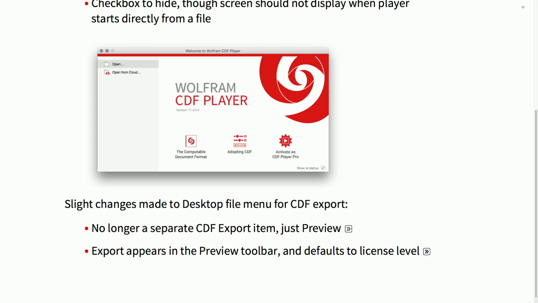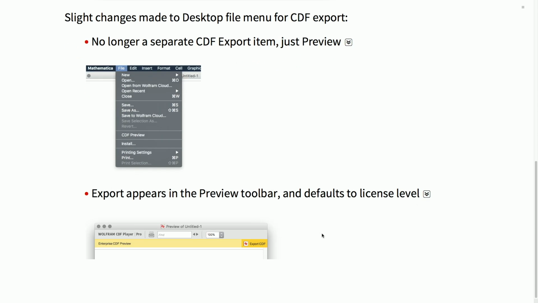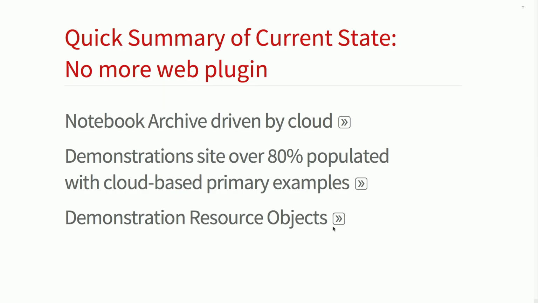The file menus in our desktop products were also modified, and there's more modification coming with version 12. But we had simplified things to a CDF preview menu item, and from the preview, you then have the option for exporting to CDF, and it's automatically tied to whatever license level you're at.